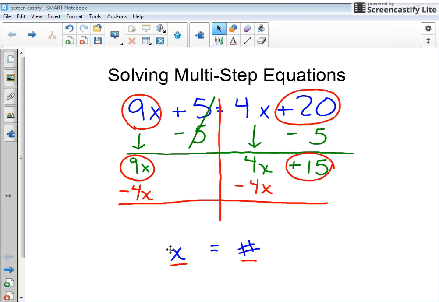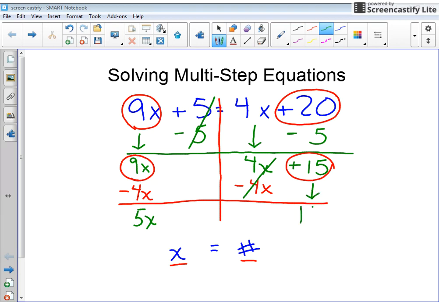I take a look at this, and I say 9x minus 4x is 5x. This term gets eliminated, 4x minus 4x, and I haven't done anything with the positive 15, so I bring it down to the next line. Okay, so we're almost there. We're starting to look closer to our final result of x equal to some term.